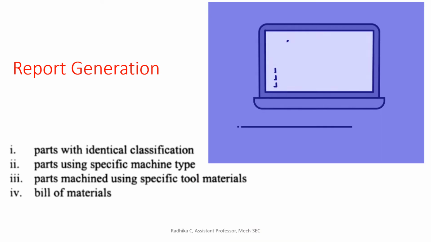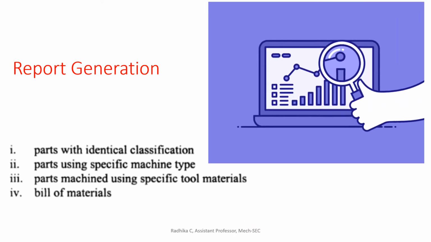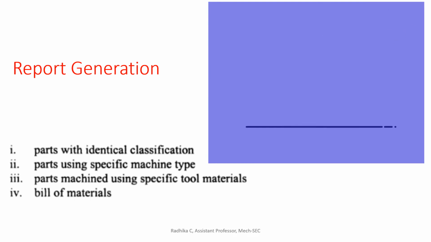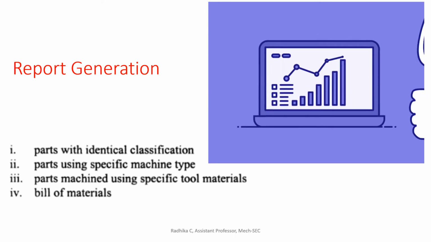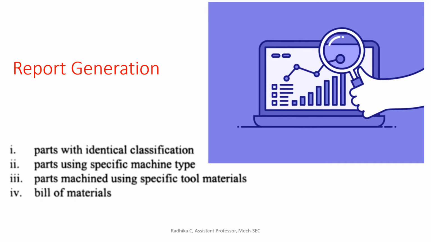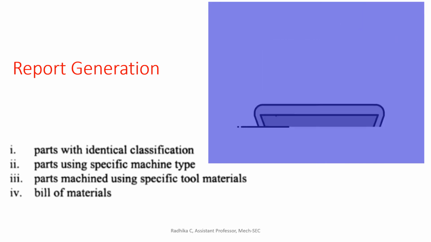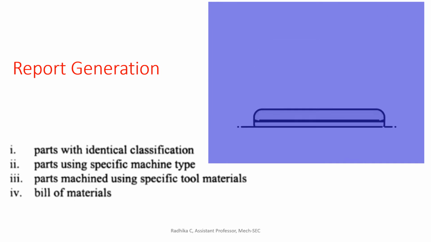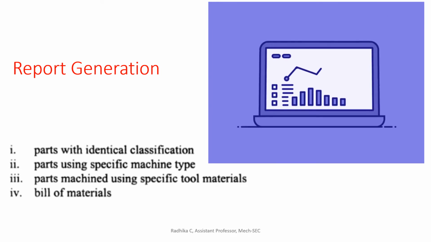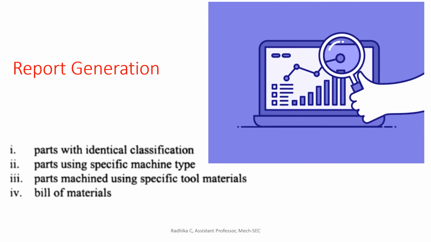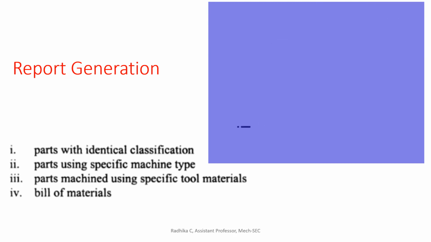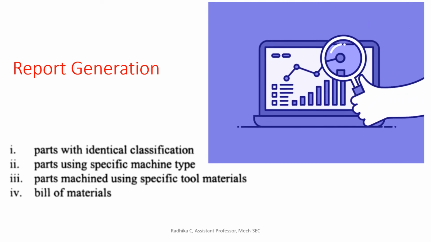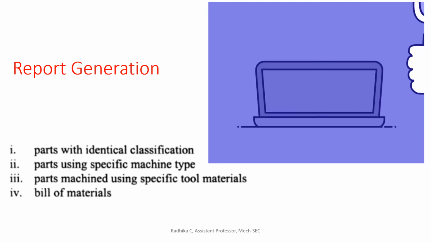Report generation: computer-aided process planning software usually has SQL capabilities, which is structured query language. Here, reports can be compiled for paths with identified classification, paths with specific machine type, paths machined using specific tool materials, and bill of materials.